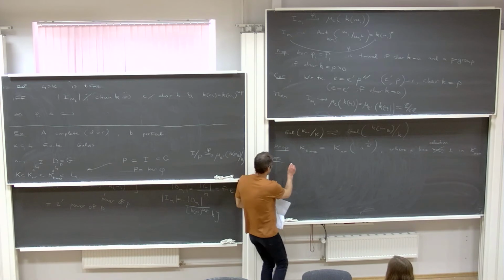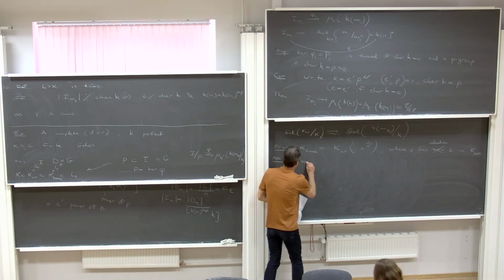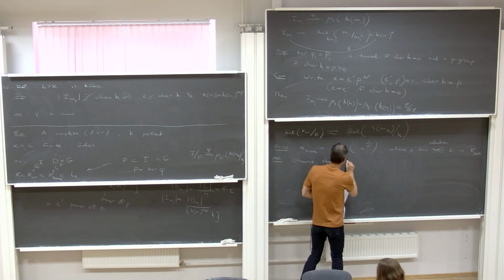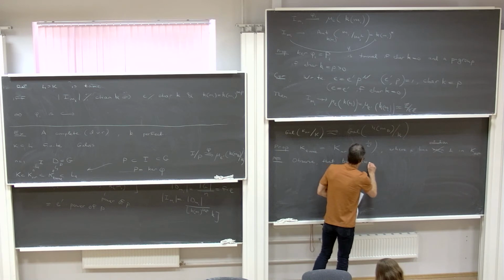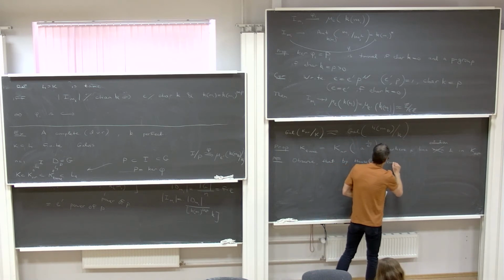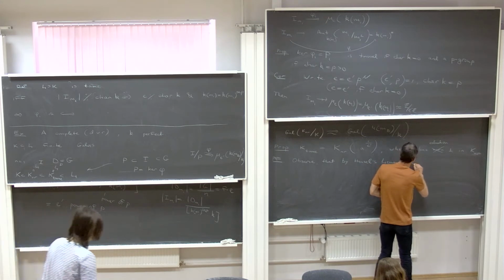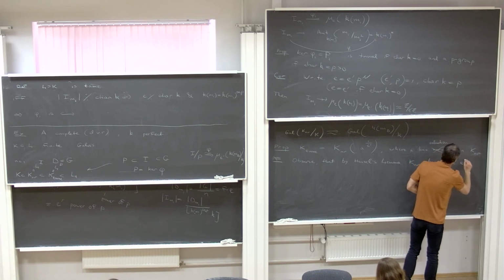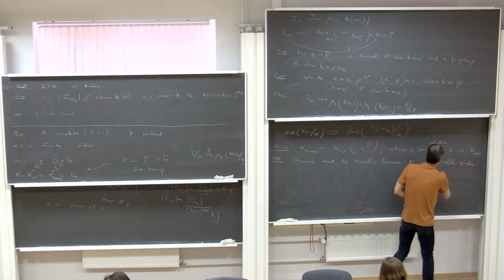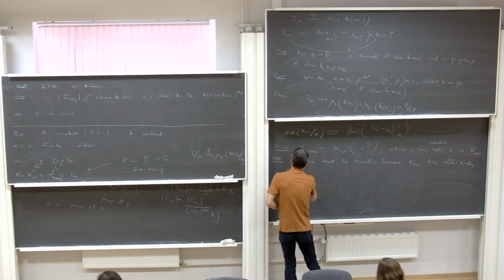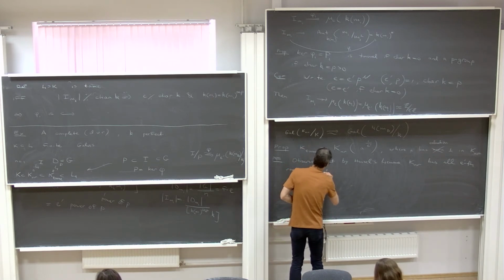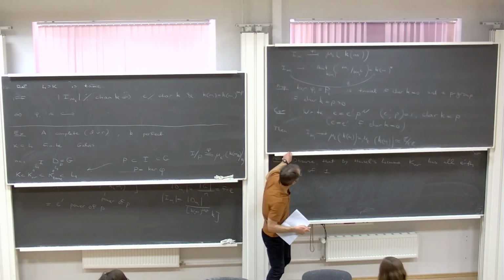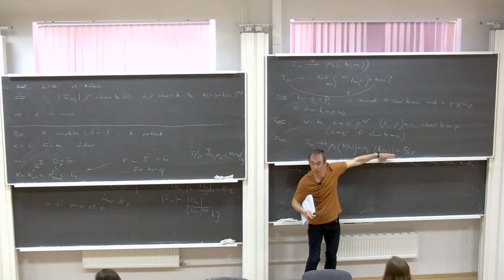So first observe that by Hensel's lemma, K unramified has all e prime roots of unity of 1, right? Why is that? Because the residue field has all roots of 1.